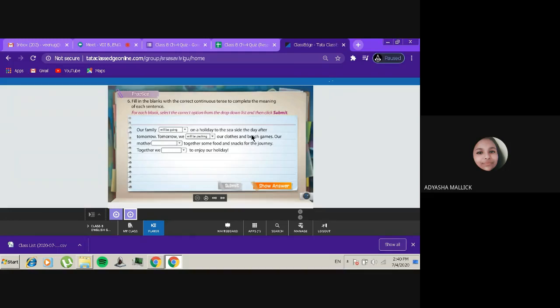Our mother will be putting together some food and snacks for the journey. Together we are going to enjoy our holiday. Okay. Excellent. Wow. You have identified the continuous tenses correctly. Great.